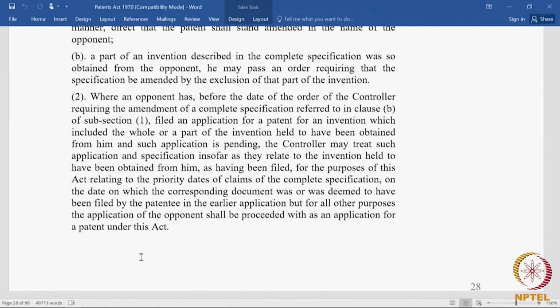Okay. The controller may treat such application relating to the priority dates on the date on which the corresponding document was or deemed to have been filed by the patentee. So, take the instance where 5 and 6 claims are there which you allege the patentee has wrongfully obtained, and you file an application for 5 and 6 claim at a later point in time. You get the benefit of the patentee's priority. You see that? There could be a very tricky question on antedating based on this provision. Do you understand that? Because here the antedating happens in two different documents.